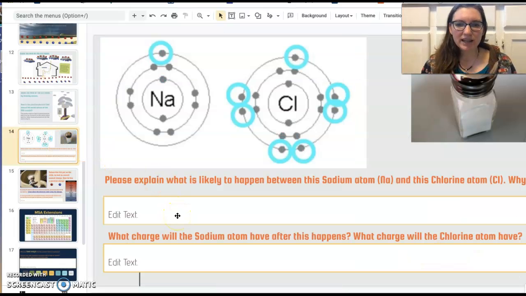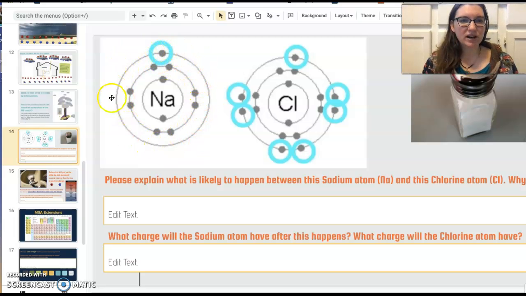So please explain what is likely to happen between this sodium atom and this chlorine atom, and why. I have already kind of shown you what's going on here because the valence electrons are circled. Remember, the valence electrons are the ones on the outer energy level. Sodium has just one valence electron. Chlorine has 7, and they both can have a total of 8 valence electrons on that outer energy level. So that one valence electron from the sodium atom is going to jump over to the chlorine atom, which is going to give them both a charge, and that's going to cause them to stick together like magnets, right?